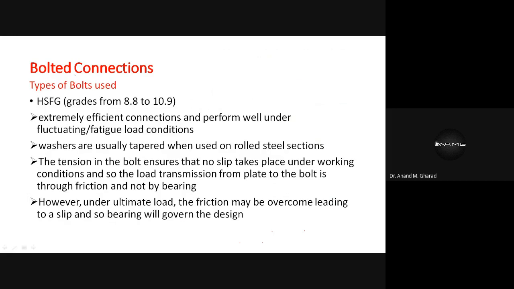Yes, sir. Then the high strength bolts are also known as high strength friction grip bolts. FG is known as friction grip, high strength friction grip bolts. The grades of these HSFG bolts range from 8.8 to 10.9. They are extremely efficient connections and perform well under fluctuating or fatigue load conditions.